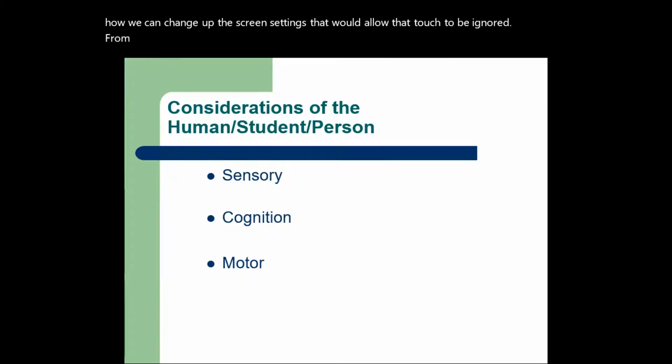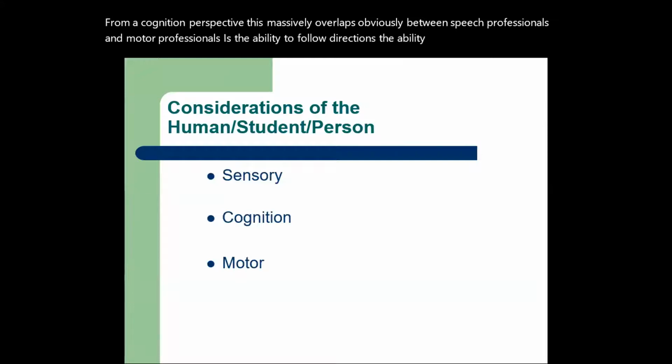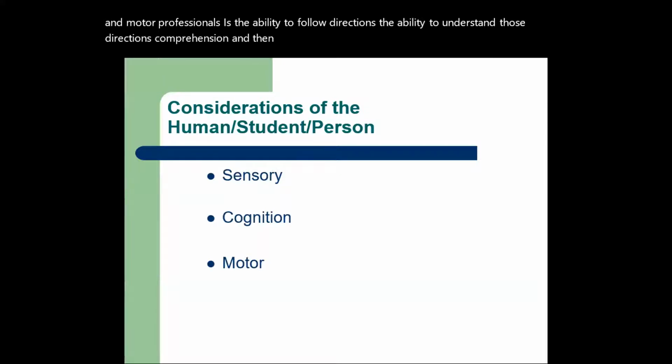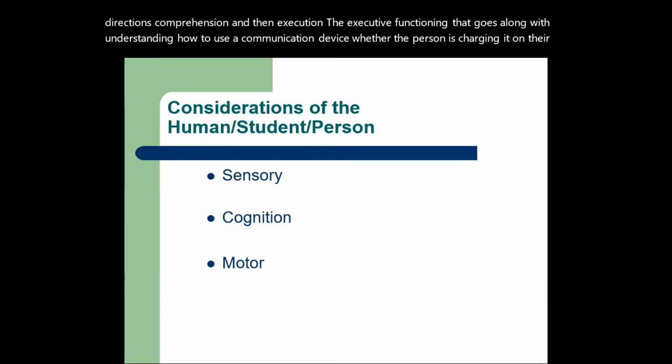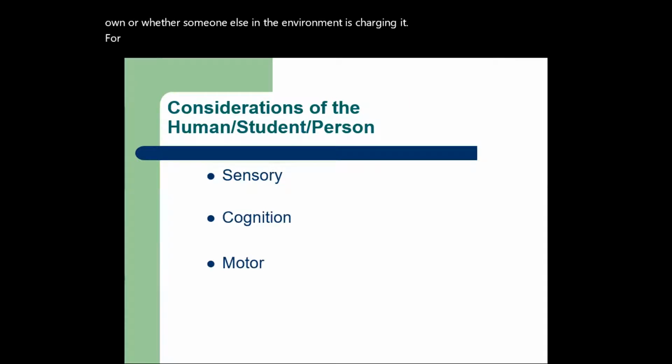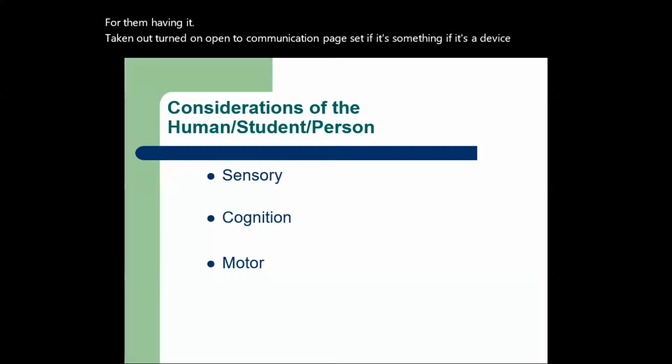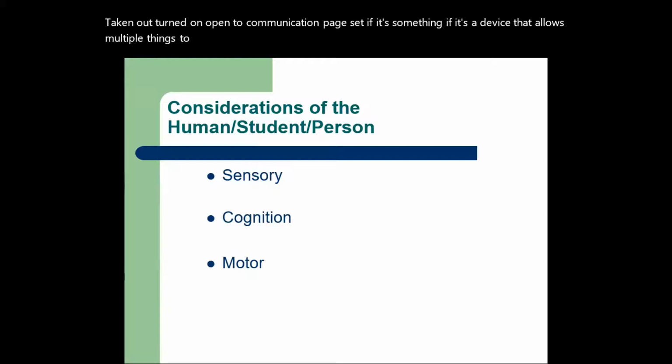From a cognition perspective, this massively overlaps, obviously, between speech professionals and motor professionals: the ability to follow directions, the ability to understand those directions, comprehension, and then execution, the executive functioning that goes along with understanding how to use a communication device, whether the person is charging it on their own or whether someone else in the environment is charging it for them, having it taken out, turned on, open to a communication page set if it's a device that allows multiple things to be used, which typically is rare, right?